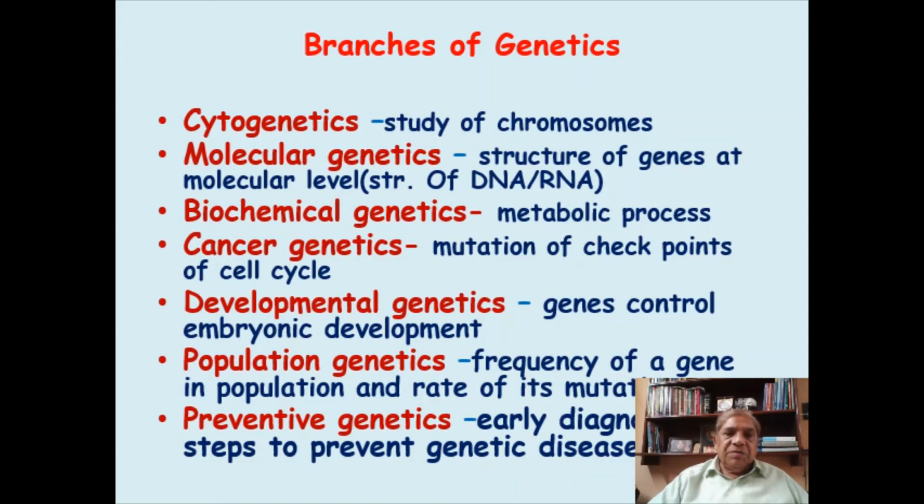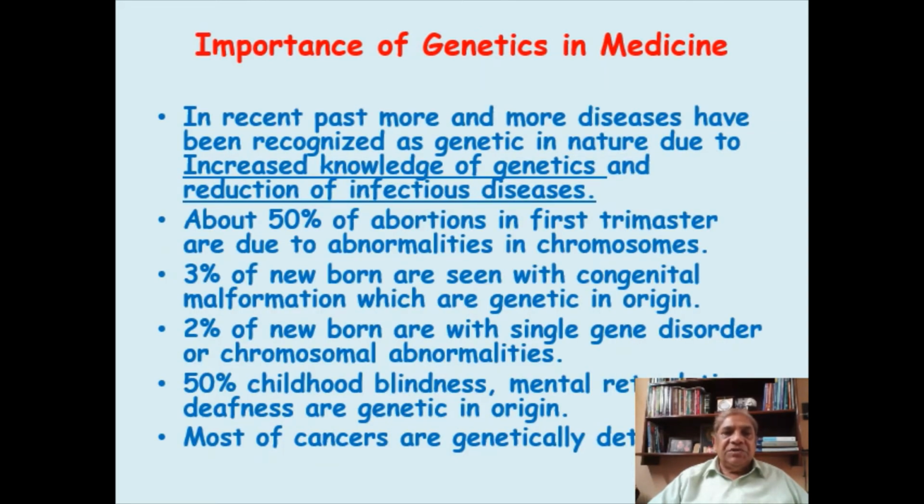The fifth is developmental genetics. Okay, so there are many of these branches. And lastly, the last branch was preventive genetics, which is important, and I will talk a lot about preventive genetics when I give you the last lecture in the series of genetics, which is called genetic counseling.